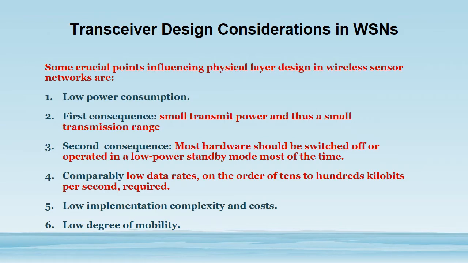The third point is that most of the hardware should be switched off or operated in a low power standby mode most of the time. In the majority of wireless sensor network applications, the sensor node activation frequency will be very low, so the occurrence of the event will be very rare. For example, in the agriculture field, if you are deploying the node for moisture monitoring, the moisture level dropping below the threshold is a very rarely occurring event.